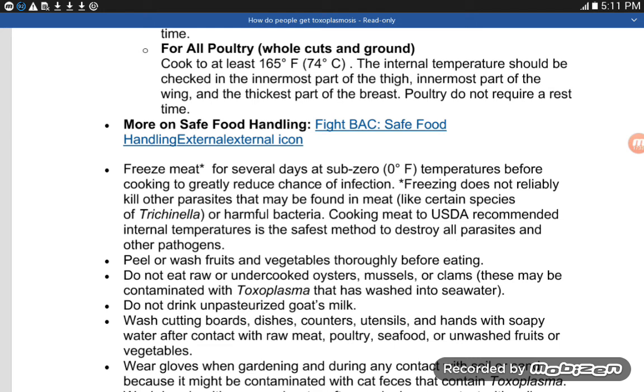infection. So here when we are using frozen meats, that means 0 Fahrenheit, it reduces the chance of infection. Freezing does not reliably kill other parasites that may be found in meat, like certain species of Trichinella, or harmful bacteria. In the case of the heat method, it will destroy all the pathogens, but in the case of the freezing method, we cannot expect all the pathogens will die.